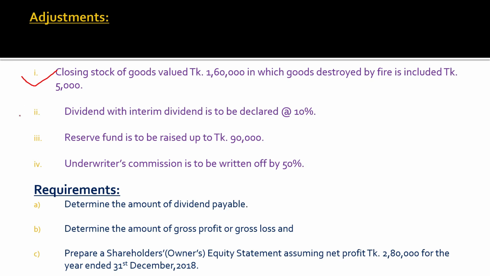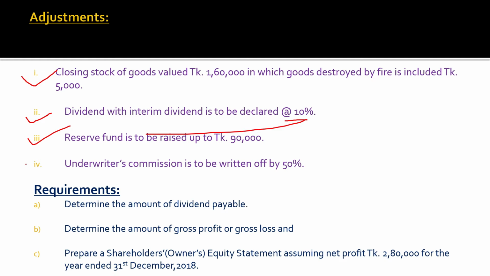Number 2, dividend with interim dividend is to be declared at the rate of 10%. We know that dividend will be calculated on paid up capital. Number 3, reserve fund is to be raised up to 90,000 taka. In the trial balance credit side, a reserve fund is available 75,000 taka. So newly reserve fund will be created, the amount of 90,000 taka minus 75,000 taka, that is 15,000 taka.